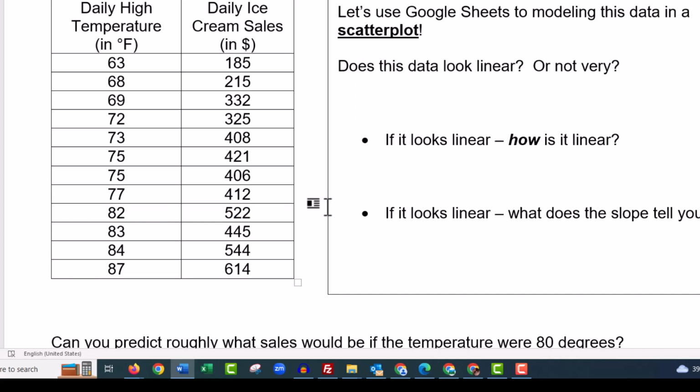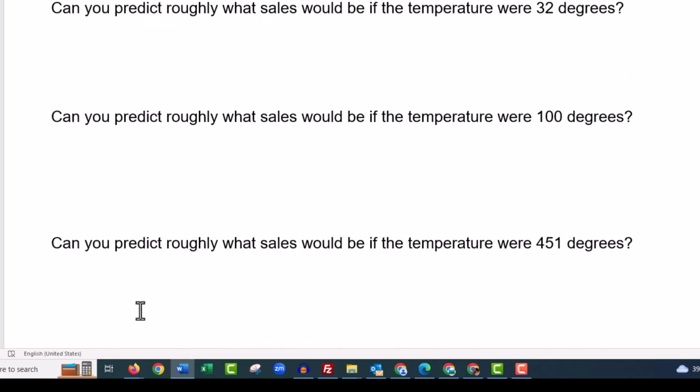They then can know how far outside of these temperatures you can go and still have it be a realistic question to answer. Was 80 degrees realistic? Absolutely. That's still within the data. Was 32 realistic? No, because they're probably going to be closed. How about 100? 100's outside, but 100's within the realm of what you would experience at a beach on a hot August day, especially on the East Coast. 451? Hell no.